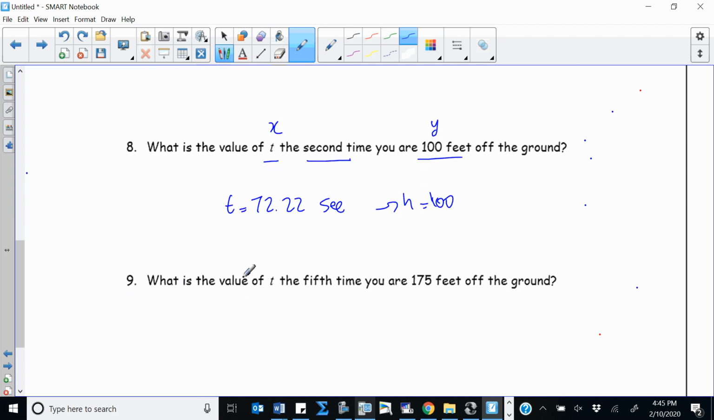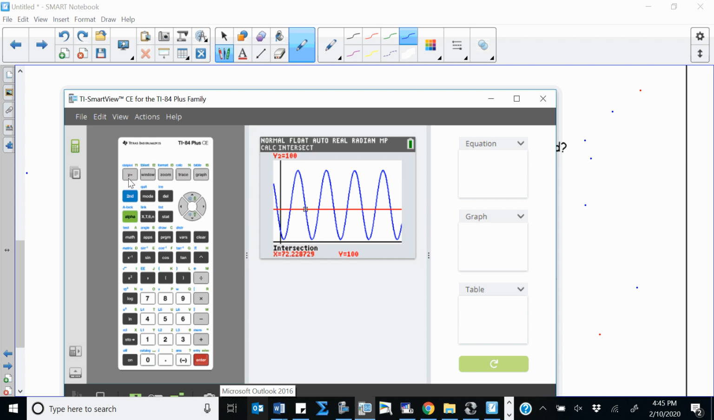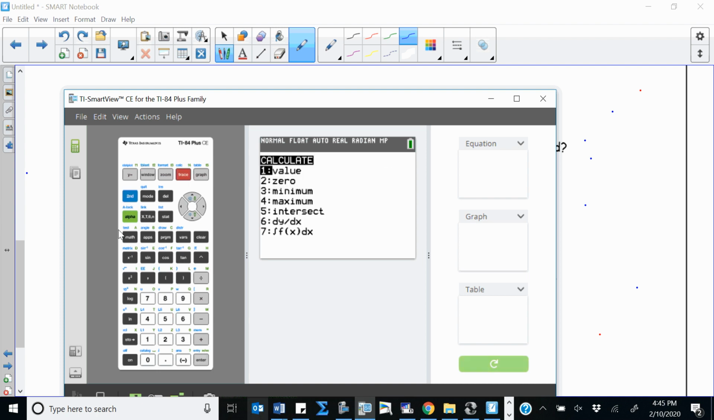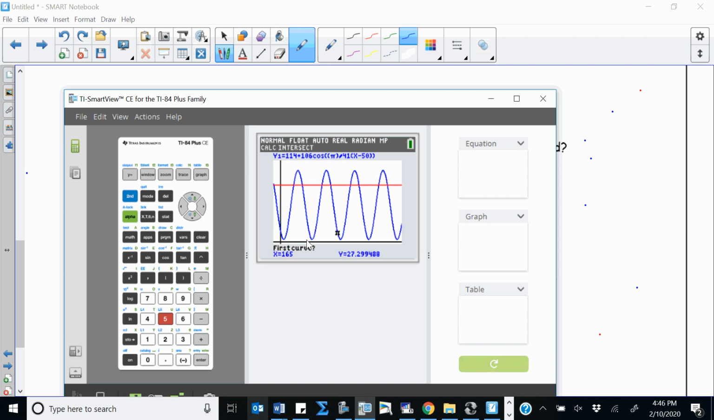The next one says, what is the value of t the fifth time you're at 175 feet off the ground? So again, almost the same thing. I'm going to define another y, which is 175 here. And then as I graph the function, I go to 5, intersect. So the blue one is the original function and the red line is y equal to 175. The intersects are the heights, which are at 175. Now we're looking for the fifth time. 1, 2, 3, 4, 5. So we're looking for this point.